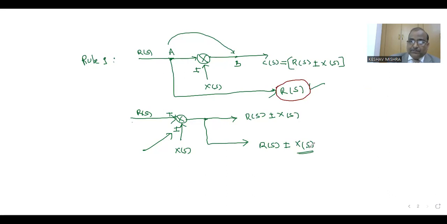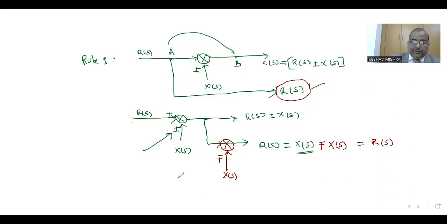So in order to eliminate this, we introduce another summing point at this stage. Because we have to eliminate this, we will take the opposite sign, minus plus. This input is XS. So at this point, the input minus plus XS will be added here. So this will finally produce the output RS.